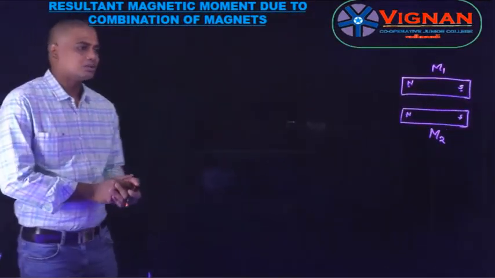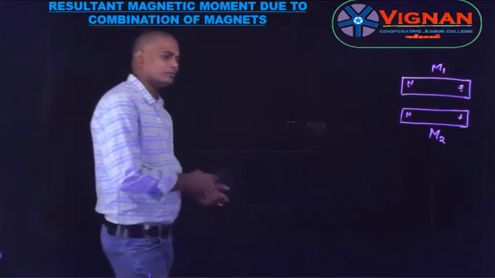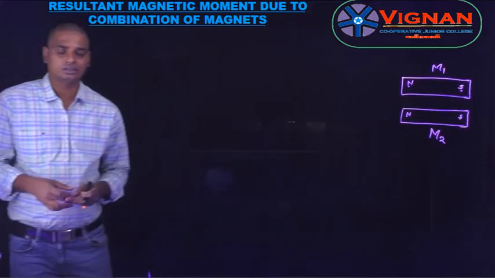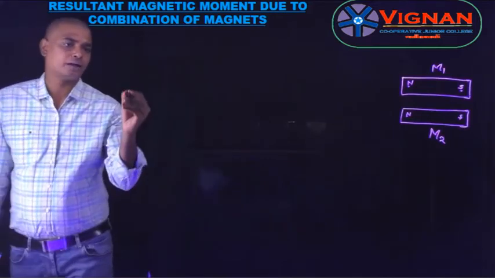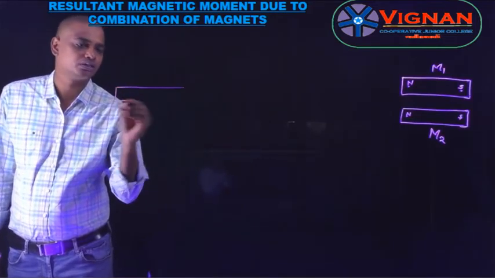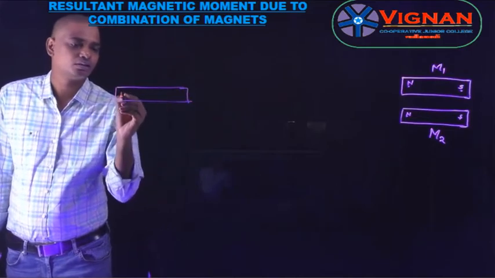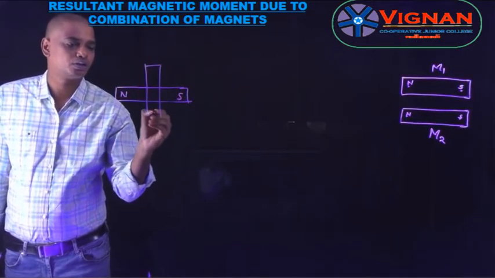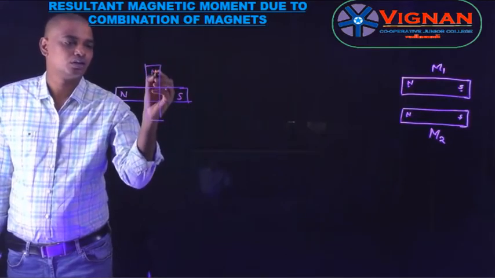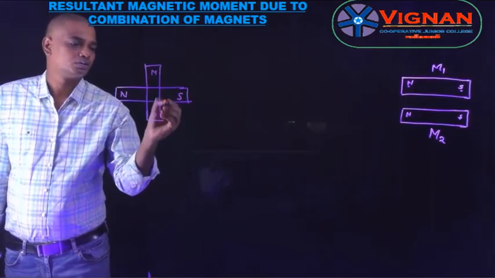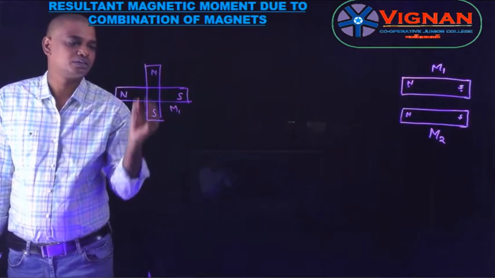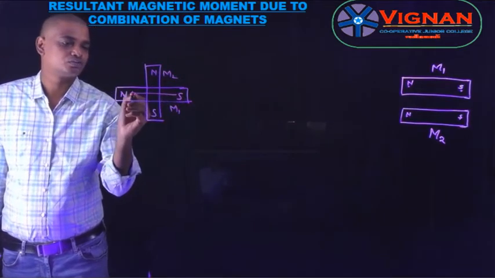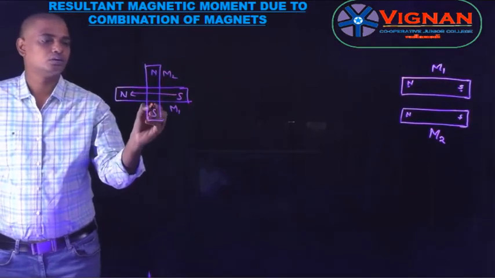What happens to the resultant magnetic dipole moment when these two bar magnets are placed perpendicular to each other? So, if the two bar magnets are perpendicular to each other, that means this is the first magnet, north pole, south pole, which is placed perpendicular to the other like this, north pole and south pole. So this magnetic dipole moment is m1 and here the magnetic dipole moment is m2. The direction is from south to north and south to north.